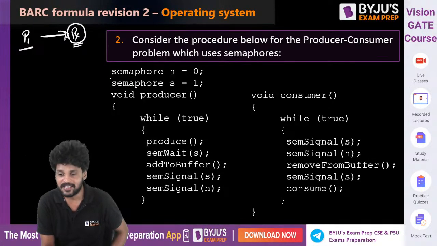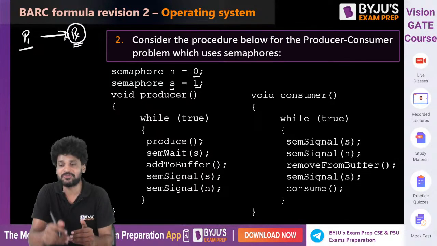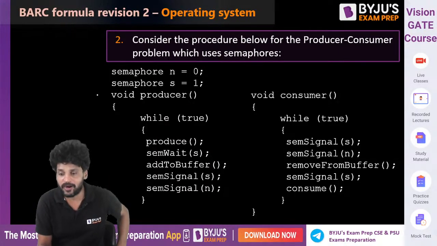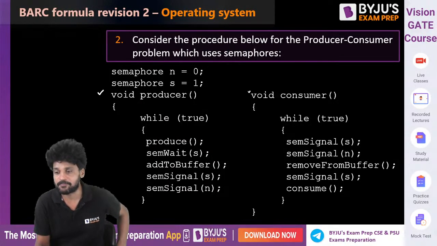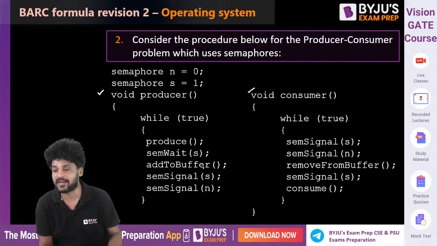Here the thing is, initially there is a semaphore N initialized to 0. There is one more semaphore S which is initialized to 1. Okay, there are two semaphores used. One semaphore N is initialized to 0. Second semaphore S is initialized to 1. Now, void producer and void consumer. Producer says, during the production, he is going to perform wait operation on S. If he is successfully able to perform this wait operation on S, if he is not blocked, he will be able to add an item into the buffer.